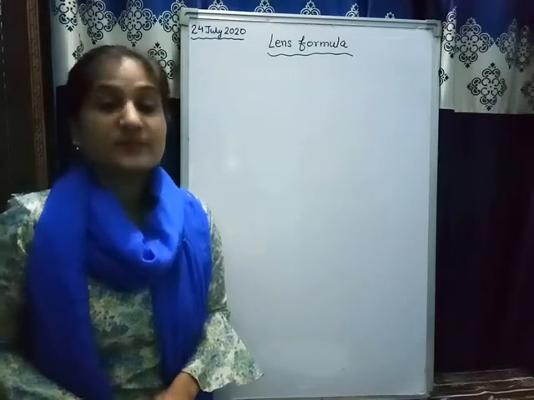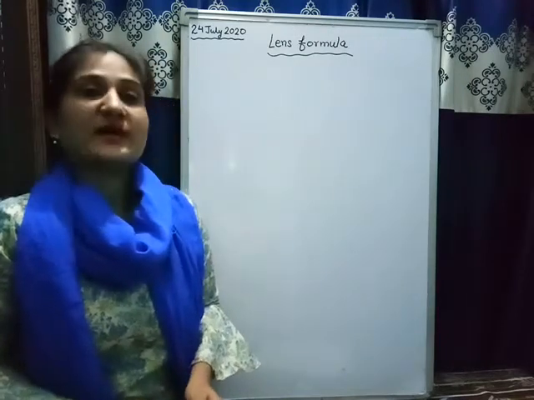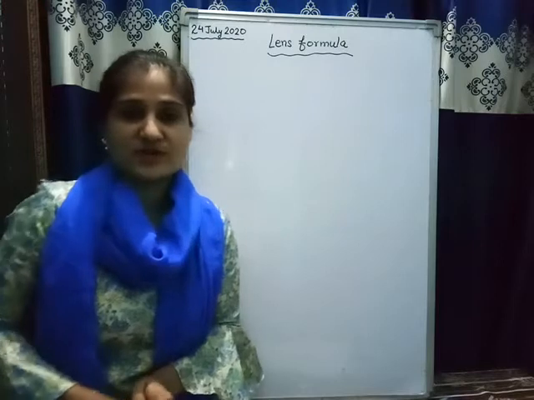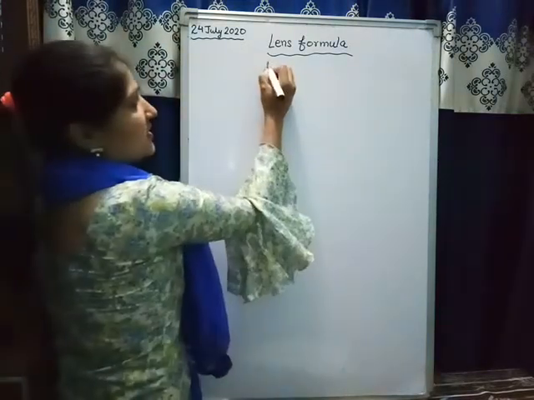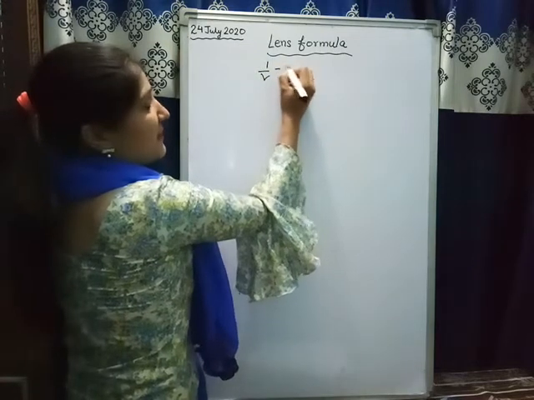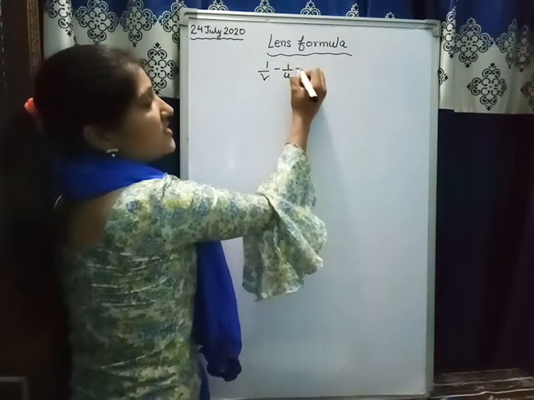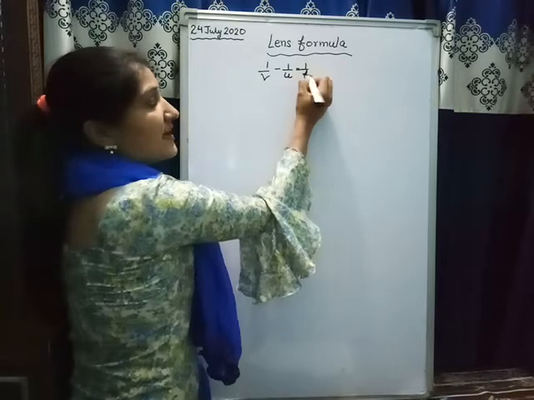Good morning students. Today we will do the numericals based on the lens formula. First of all, let us recall what the lens formula is. 1 upon V minus 1 upon U is equal to 1 upon F.